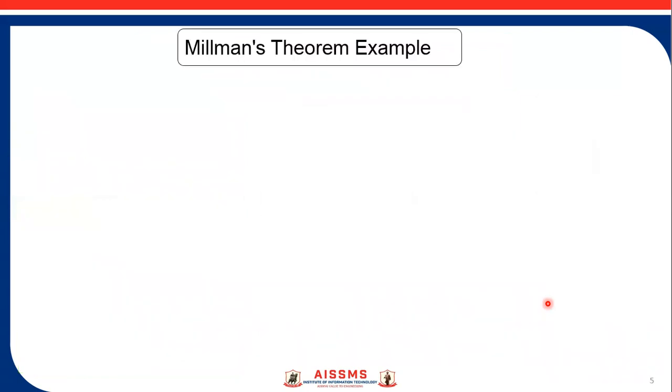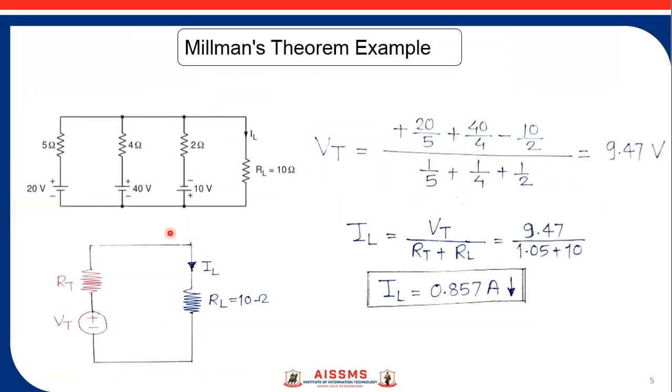Let's see one example of Millman's theorem. This is a simple circuit. We want to convert this circuit into this form. RL is 10 ohm, and we want to find IL. So Vt equals plus 20 divided by 5 plus 40 divided by 4, and the upper side is negative, therefore minus 10 divided by 2, that branch resistance, divided by 1 upon 5 plus 1 upon 4 plus 1 upon 2. So Vt equals 9.47 volt.